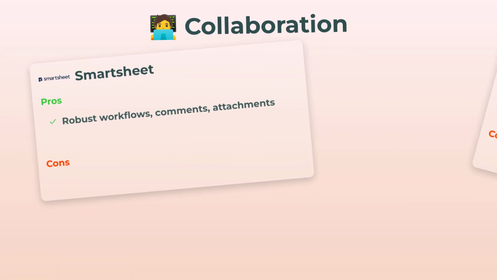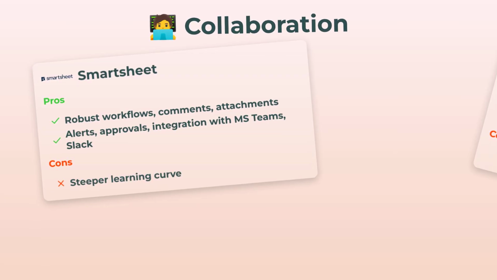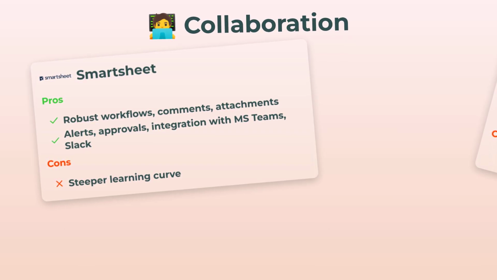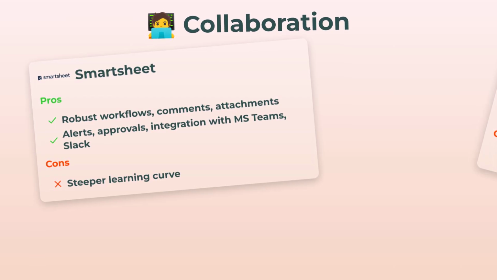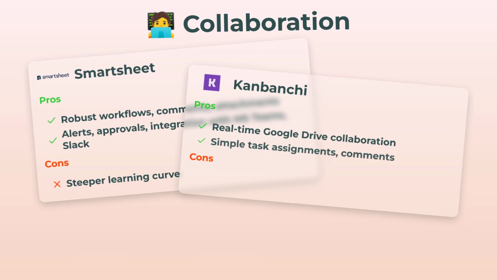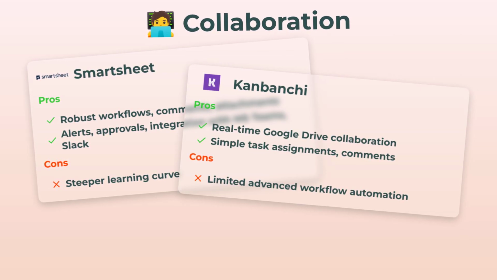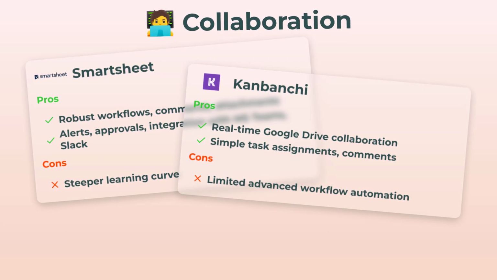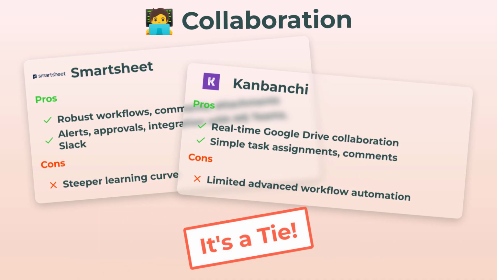Let's look at collaboration. Both tools actually do a solid job. Smartsheet is all about robust workflows, threaded comments, real-time alerts, you name it. Plus, it plugs into Slack and Teams, which is awesome. Downside? Yeah, you might need to poke around a bit to get comfortable. Kanbanchi makes it super easy, especially if your team lives in Google Drive. Just assign, comment, done. It's not as deep workflow-wise, but let's be real, sometimes you just need to keep it simple. So, honestly, this one's a dead tie.